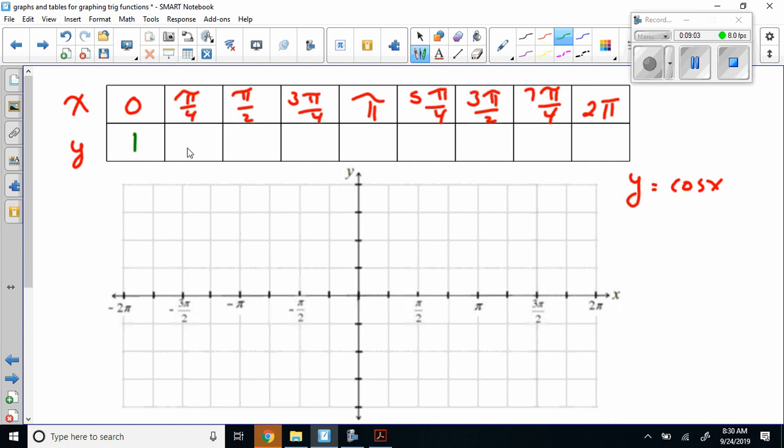1. What is the square root of 2 over 2, guys? Yep. Okay. All right. 0. Negative square root of 2 over 2. Negative 1. Negative square root of 2 over 2. 0. Square root of 2 over 2, and what? 1.